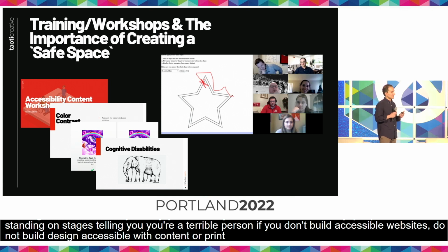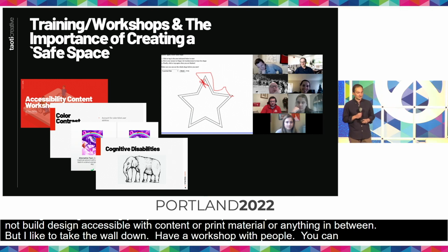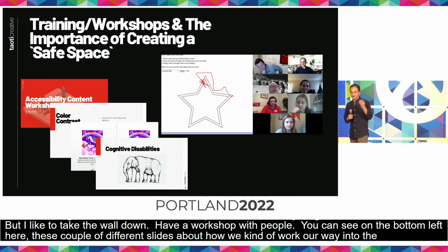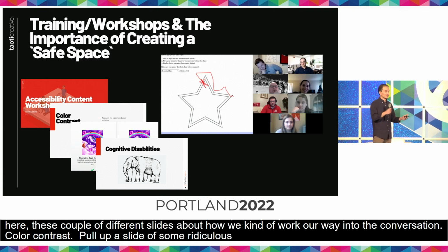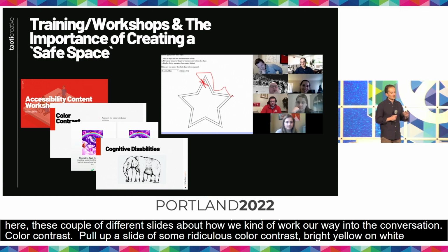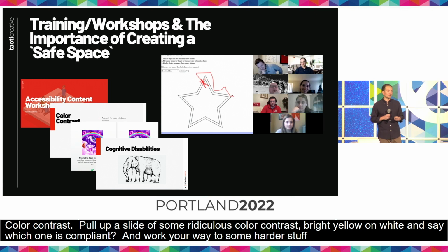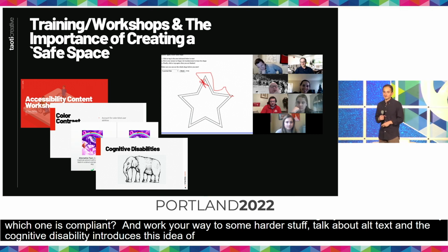But what I really like to do is take the walls down, right? Have a workshop with people. You can see on the bottom left here these couple of different slides about how we kind of work our way into the conversation. Color contrast. Pull up a slide of some ridiculous color contrast, a bright yellow on a white, and say, which one is compliant, which one is not, and work your way to some harder stuff. Talk about alt text. And this cognitive disability one I actually really love, because it really introduces this idea of neurodivergence, which is arguably just the hardest one to build around.